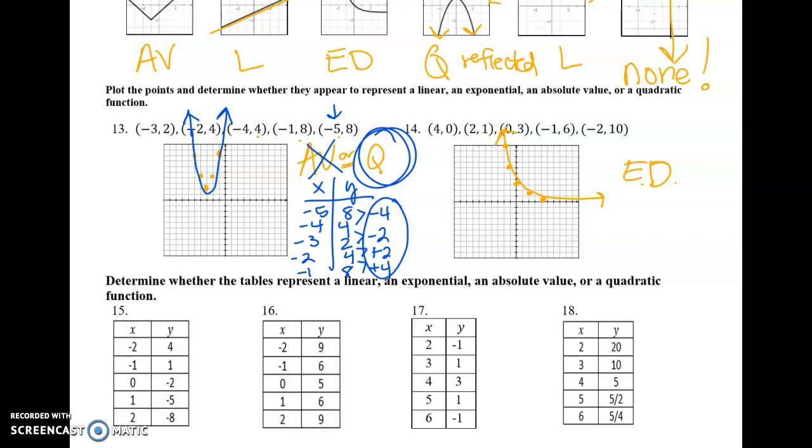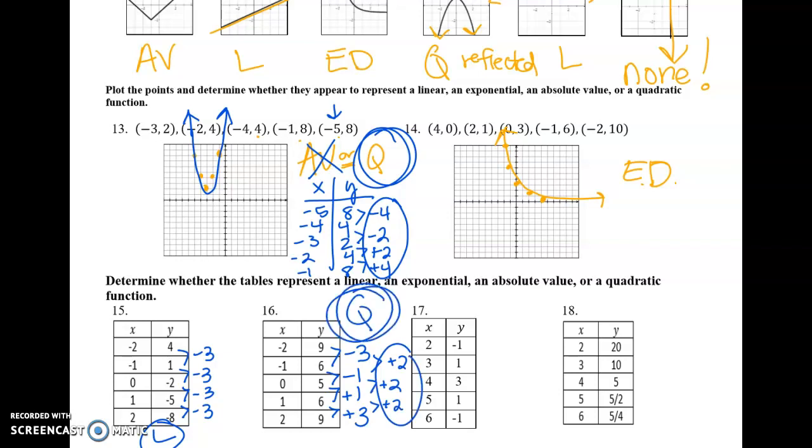All right, let's look at the tables. 4 to 1, -3, -3, -3. This is a linear function. 16, 9 to 6 is minus 3, 6 to 5 minus 1, 5 to 6 plus 1, and 6 to 9 is plus 3. Different numbers, 2 positive, 2 negative, so we need to keep going. So this is plus 2, plus 2, plus 2. So since the second change in y is constant, this is a quadratic function.